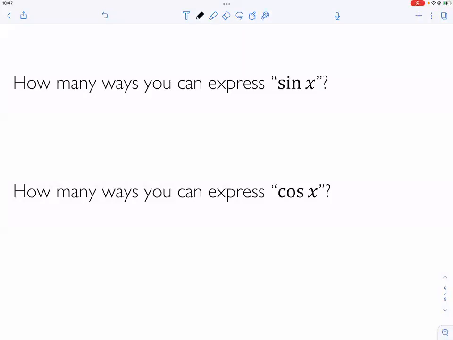All right, how many ways can you express sine x? Suggestions? Okay, that's a good one. Tangent x, cosine x would be a good one. Anyone else? Yes? Now you may say the square root of 1 minus cosine square x. You may say it that way. 1 over cosine x? No. 1 over cosecant x, yes. 1 over cosecant x would be a good one.